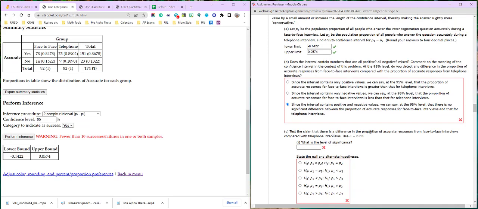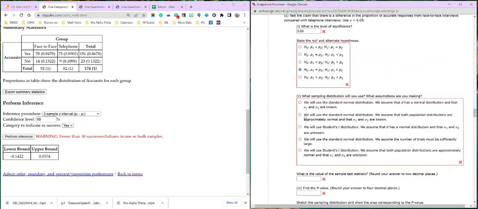Test the claim that there is a difference. So that means it can go either way. And our alpha is 0.05. All right, so this one's not saying higher or lower. It just says there is a difference. So I'm going to do 0.05. And we're going to assume they're equal, but we're wondering if they're not equal. We're going to use these.